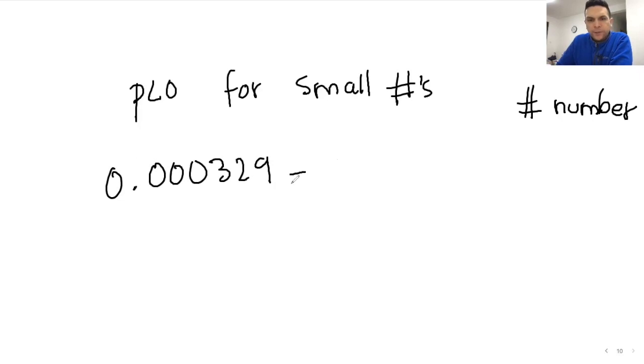And I want to write it in scientific notation. So I have to move the decimal place enough to make a number between 1 and 10. Let's see, if I move it 1, 2, 3, 4, now I have 3.29. And remember, the number of places that you move the decimal place is going to be your exponent. So 1, 2, 3, 4, right? But in this case, remember, p is negative, so we have to use -4.